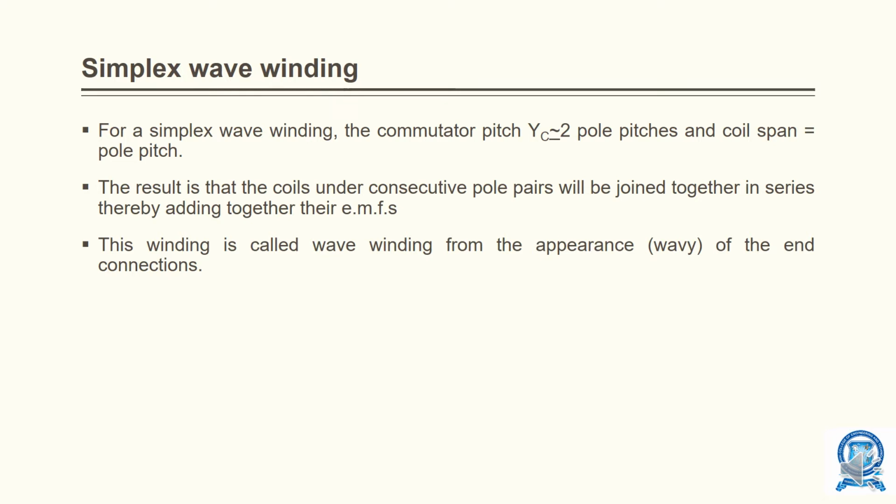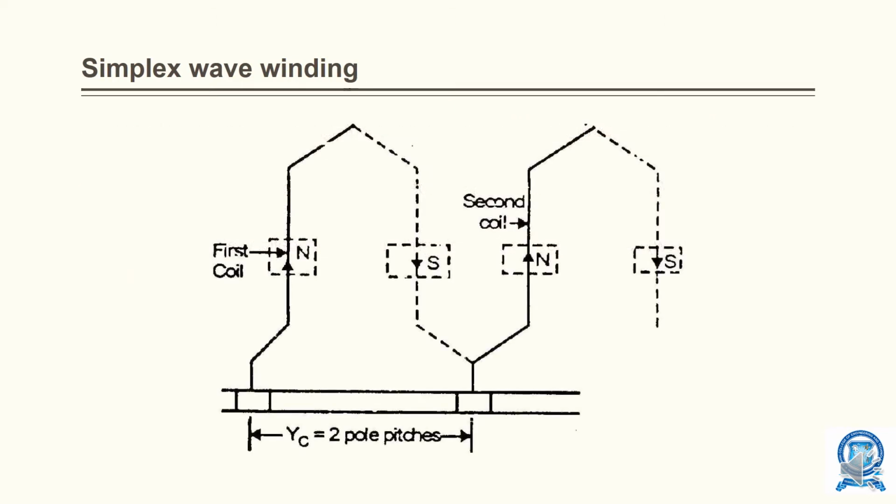The result is that the coils under consecutive pole pairs will join together in series, thereby adding together their EMFs. This winding is called wave winding because it appears as a wave at the end connections. Here you can see there is no overlapping; instead you can see a wave. So we call them Simplex wave winding.